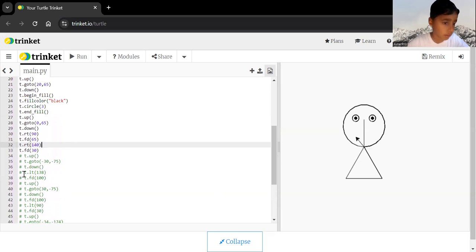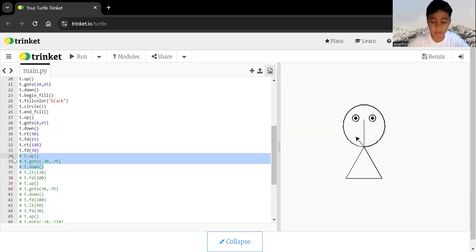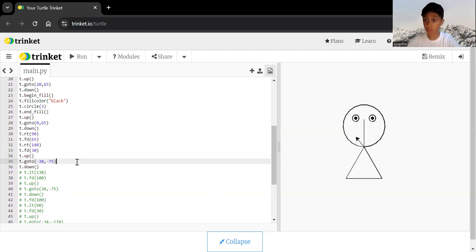I have a feeling we're almost done with the code, but I think, no, we're not. Sorry. Now for the next one, what we have to make is the legs. So this is the coordinate, minus 30 comma minus 75, which would be here.